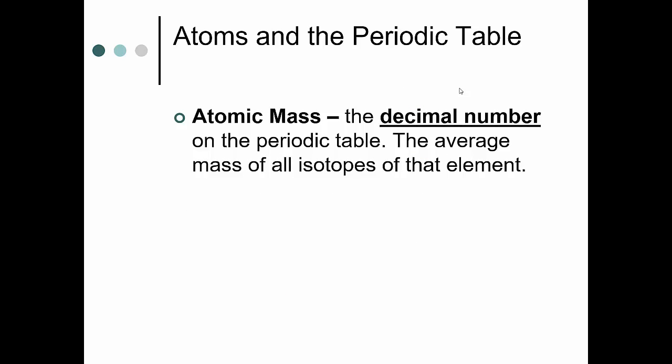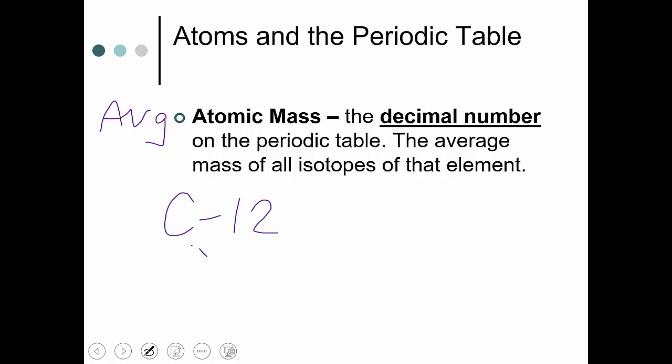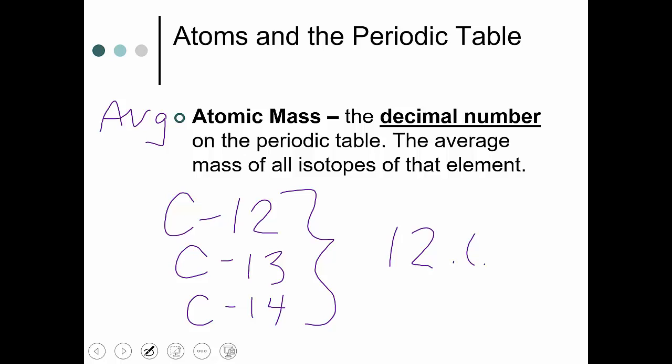The number that is on the periodic table that you've looked at in the past, that's called the atomic mass. Sometimes it's called the average atomic mass, AVG for average. The average atomic mass is the decimal number on the periodic table, and the average atomic mass is the average mass of all the isotopes of that element. So again, carbon exists as several different isotopes. Carbon-12, carbon-13, and carbon-14 are just a few examples. All of those averaged together give us 12.01, and that's called the average atomic mass.